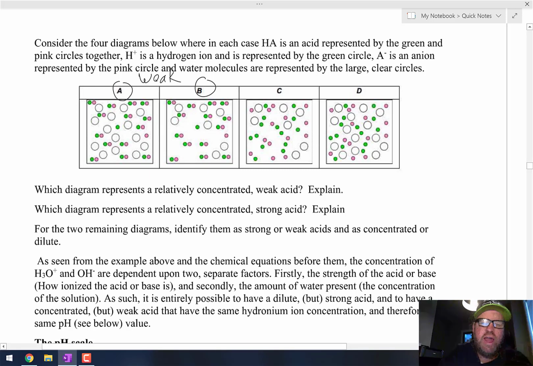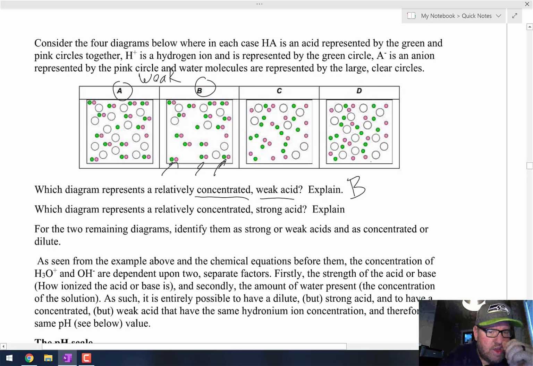And which one has a greater amount of particles per the number of water molecules? Notice that these are all the same. It's the number of water molecules that are present that change. Notice in B you have a lot less water, and so B represents a concentrated weak acid. Okay, because most of the molecules are undissociated and you have more particles of the acid per the volume of the solution. You have a lot less water in there.